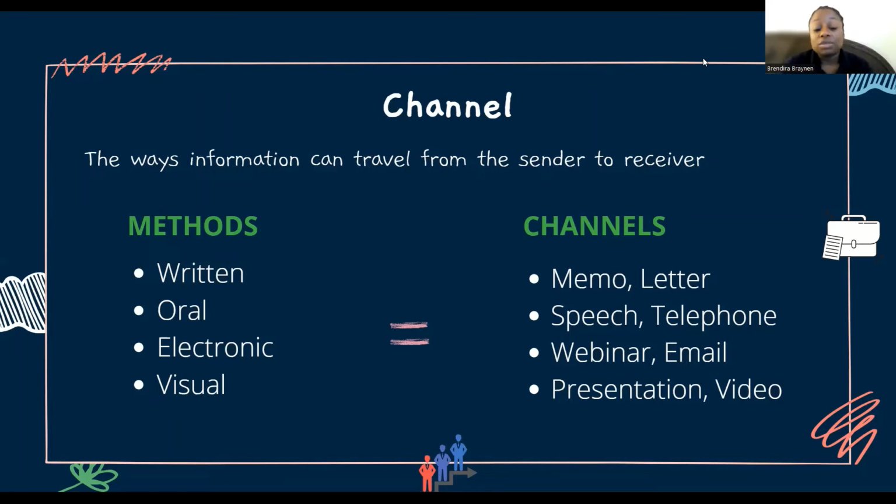If it's something that's on paper or something that can be read, it's written. If it's something that can be heard, spoken out, it's oral. If it's something that you need an electronic device to use or see, it's electronic. And if it's something that you're looking at, it's visual, okay?